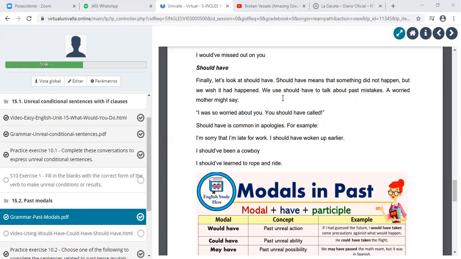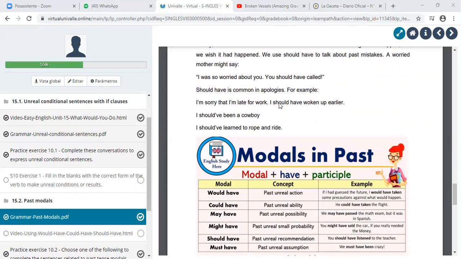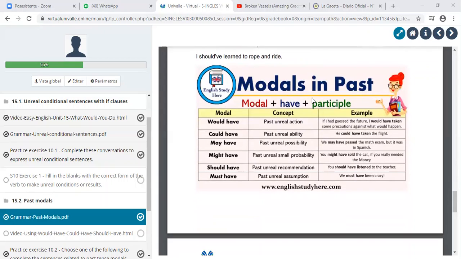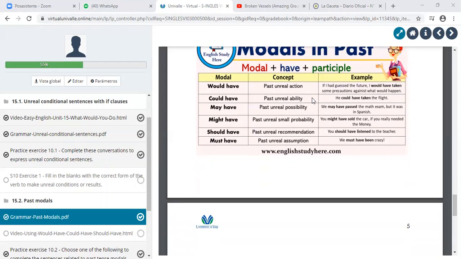Okay. Finalmente, utilizamos should have para hablar sobre errores del pasado. For example, in here, estaba tan preocupado por ti. Debí haberte llamado. Okay. And here you have a box that has modals in past: would have, could have, may have, might have, should have, must have.